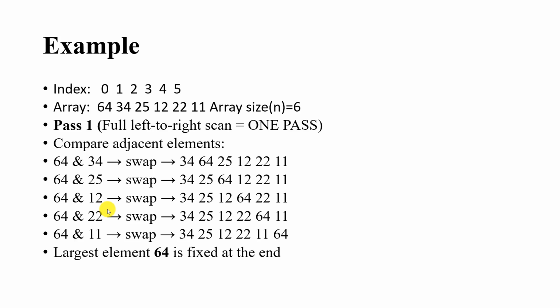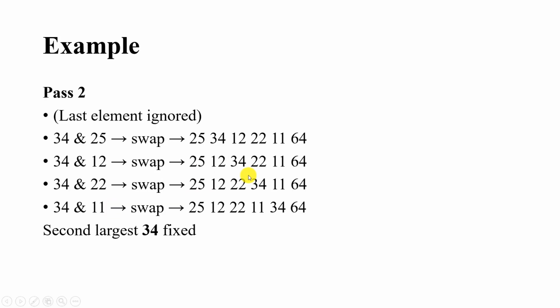In the next pass, we are not going to the 64 element because 64 is already sorted and placed at the end of the array. So it has bubbled up, that means fixed at the end of the array. The largest element, that is 64 in our case, is fixed at the end of the array. And at pass 2, as I said earlier, the last element is ignored because the last element, that is 64, has bubbled up. Now we will start scanning from left to right again from the 0th index.